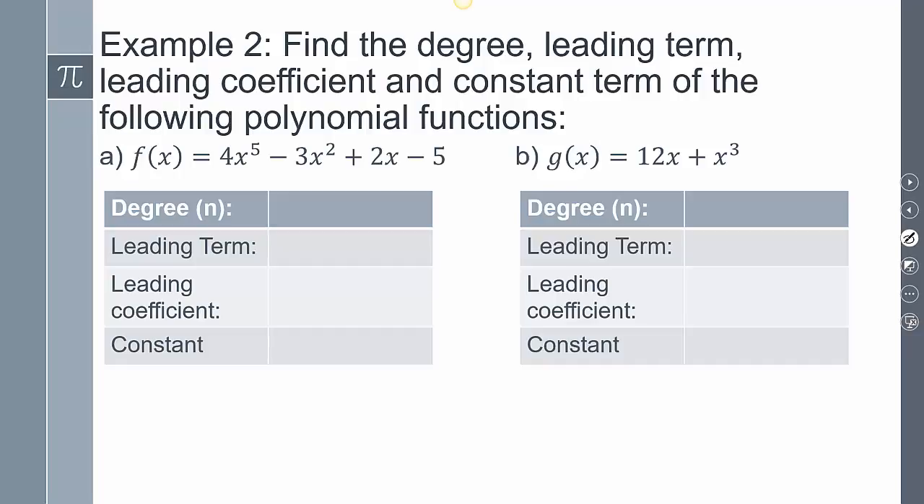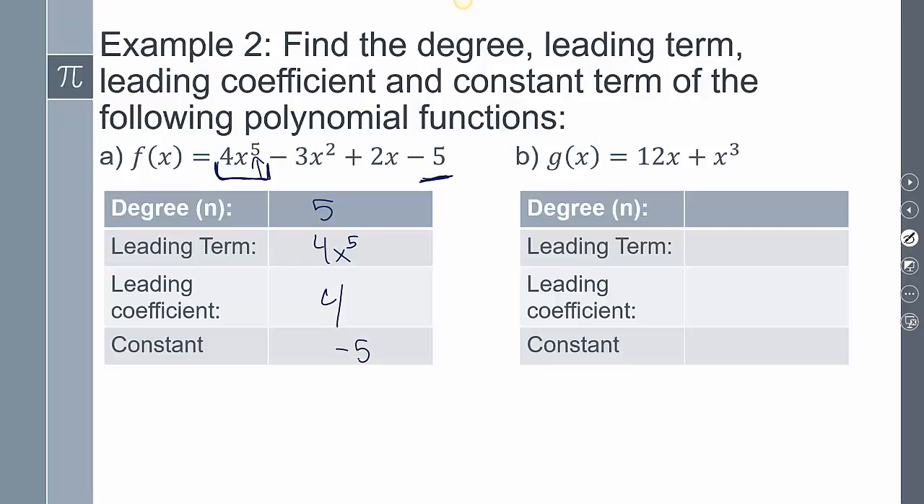So my degree, we said it's the highest power, so that's going to be 5. The leading term, that's going to be 4x to the 5th. Our leading coefficient, that's going to be the value that's in front of our leading term, so that's 4. And our constant number that doesn't have a variable by it, that's going to be -5.